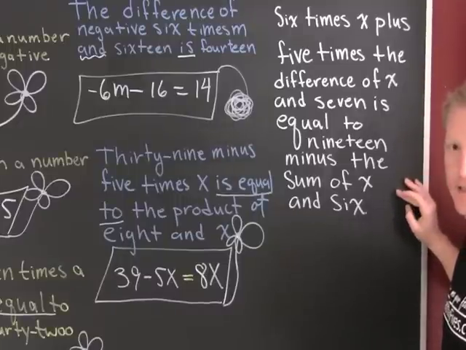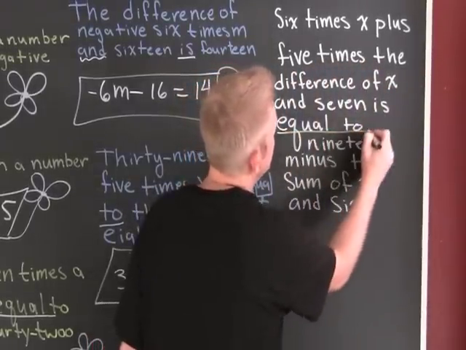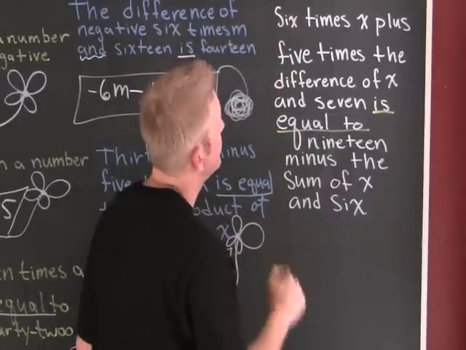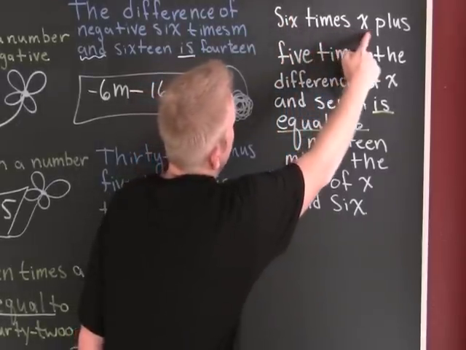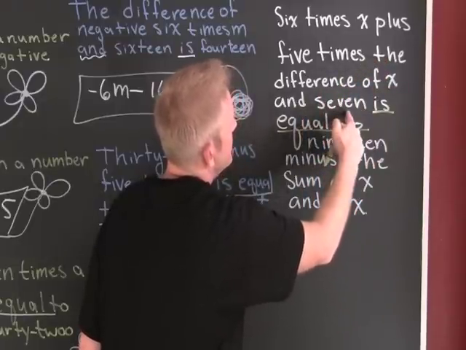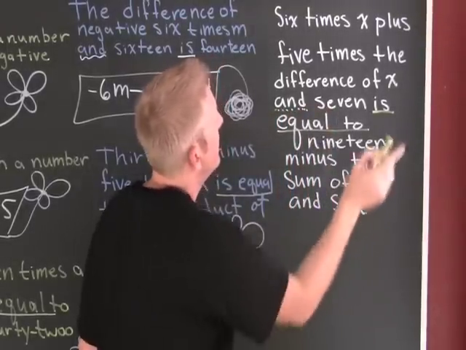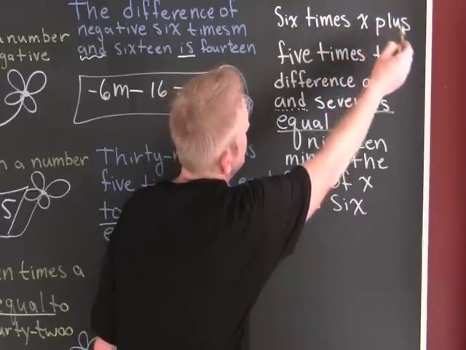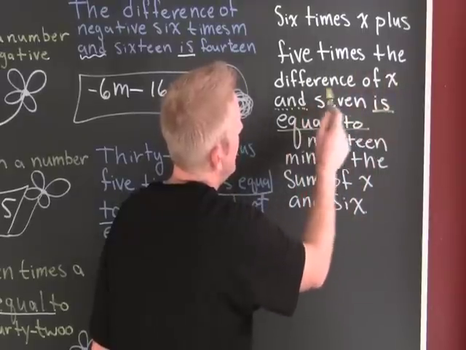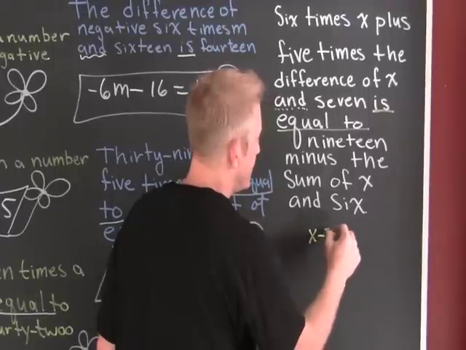the sum of x and 6. So we need to identify the equal to. All right, let's translate the left side of that. 6 times x plus 5 times the difference of x and 7. Sure. Here we have that connecting word and again. All right, what is it for? 6 times x plus the 5 times the difference of x and 7. What's the difference of? The difference is of x and 7.